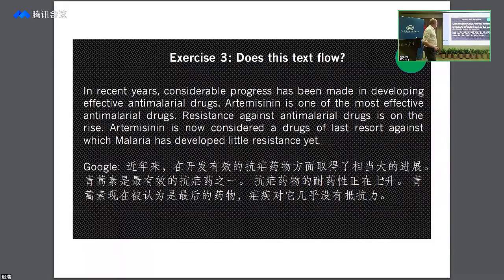In recent years, considerable progress has been made in developing effective anti-malarial drugs. Artemisinin is one of the most effective anti-malarial drugs. Resistance against anti-malarial drugs is on the rise. Artemisinin is now considered a drug of last resort against which malaria has developed little resistance yet.